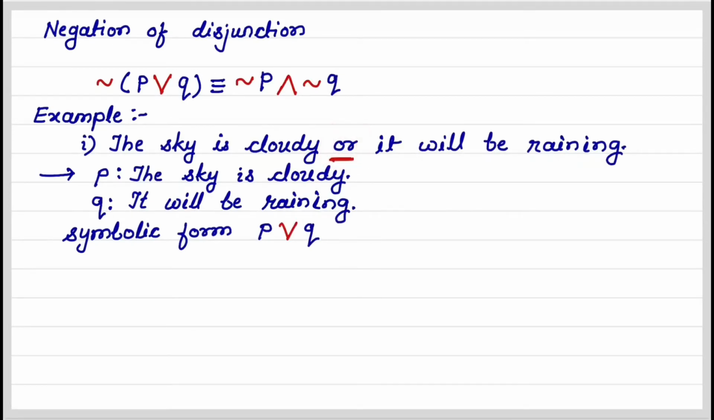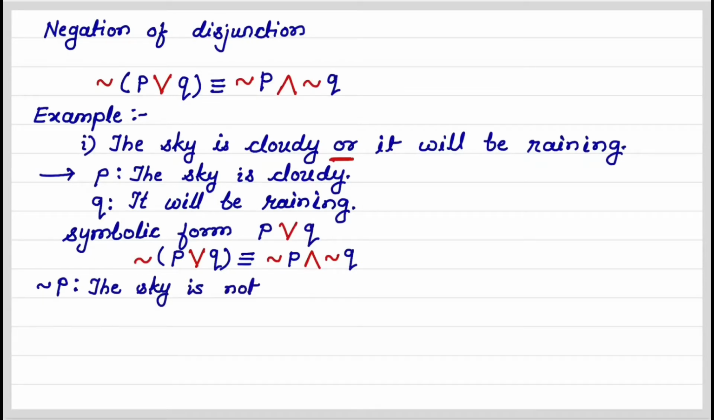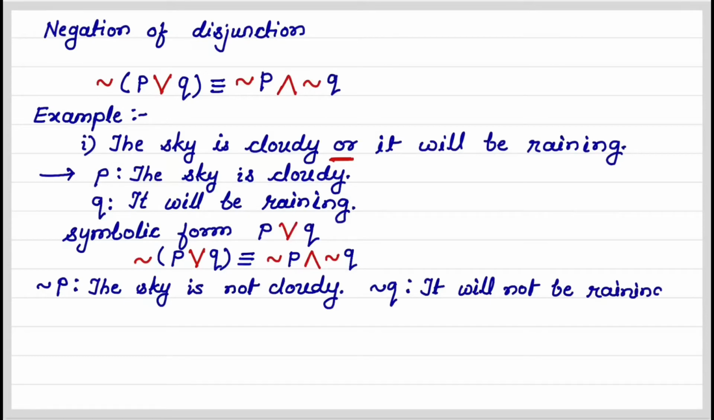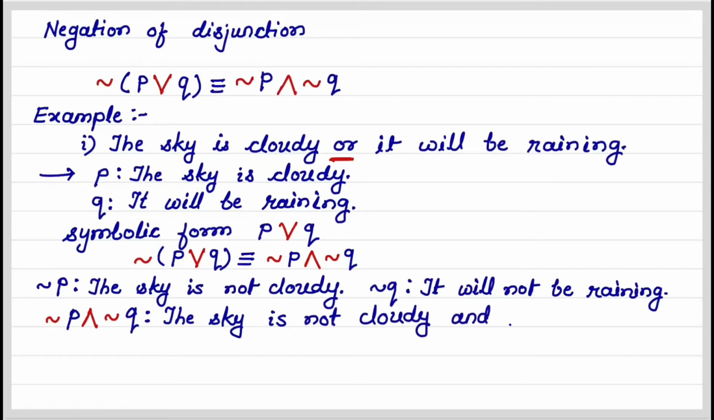And we know negation of P or Q is equivalent to negation of P and negation of Q. First of all, we have to write separate negations of statements. Negation of P is the sky is not cloudy, and negation of Q is it will not be raining. Therefore, negation of P or Q is negation of P and negation of Q: the sky is not cloudy and it will not be raining, which is the negation of the given statement. Good. We have completed one more.